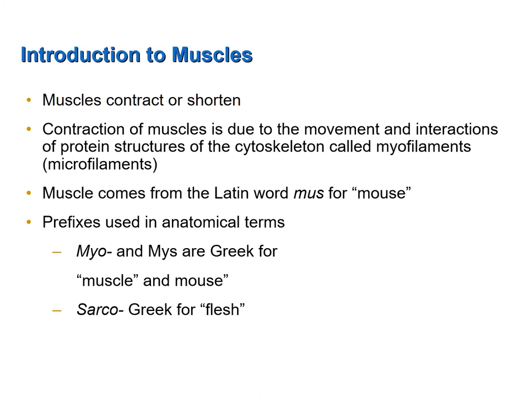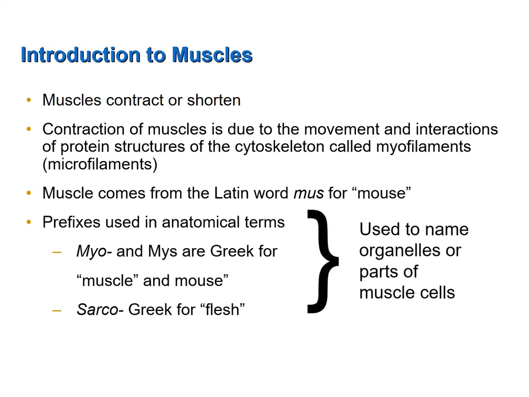As you study the muscles, you will become familiar with the prefixes myo, mys, and sarco. Myo and mys are derived from Greek meaning muscle or mouse. Sarco is Greek for flesh, and when we refer to the flesh of an animal or even the flesh of a human being, for the most part, what we're talking about are the skeletal muscles of those animals.